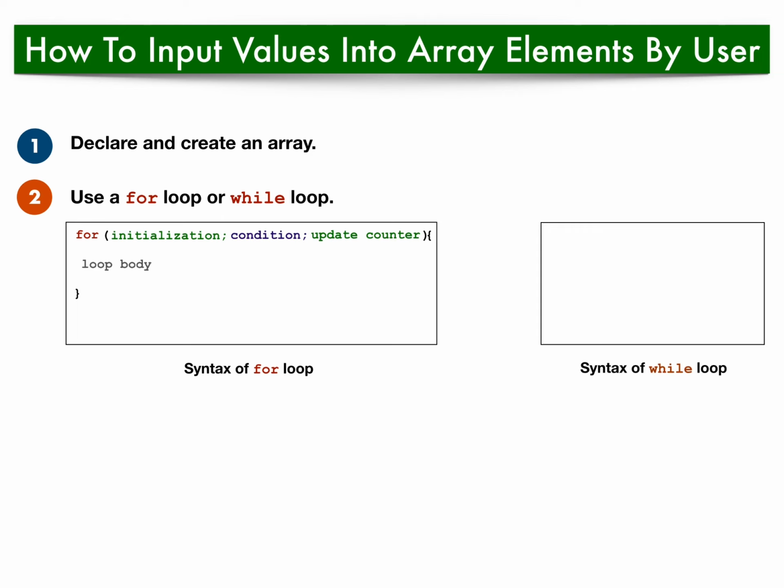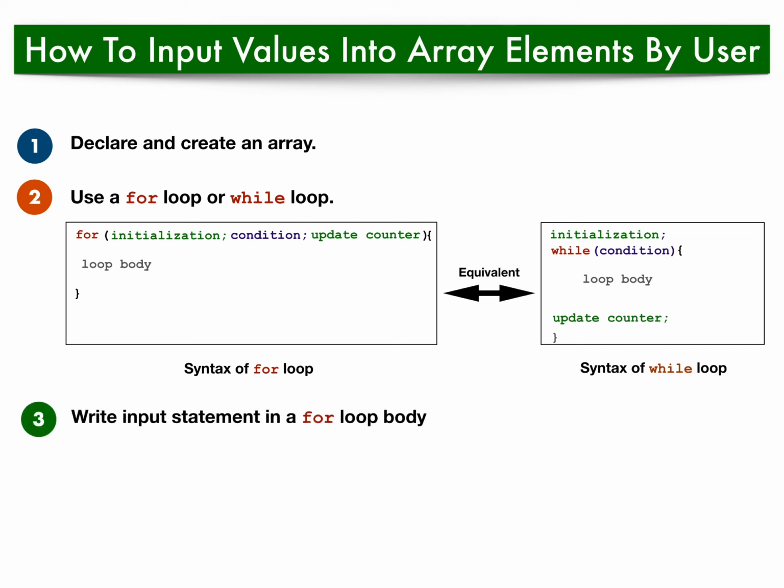Next is the while loop. The while loop statement starts with initialization, the keyword while to start the loop, and condition. The control structure is followed by the loop body enclosed inside braces, and update counter before the close brace.